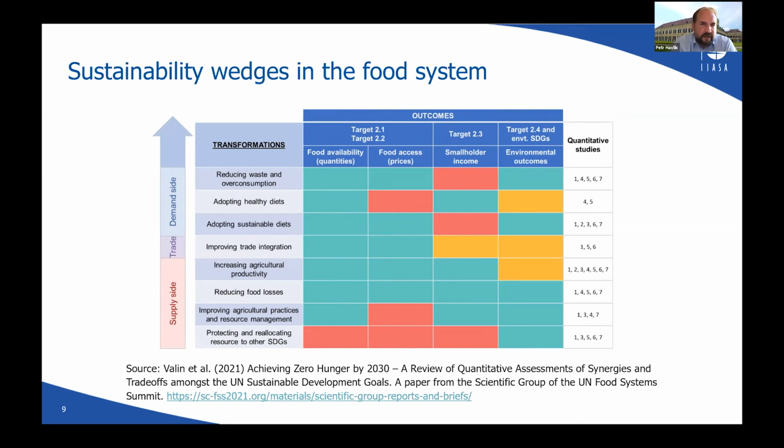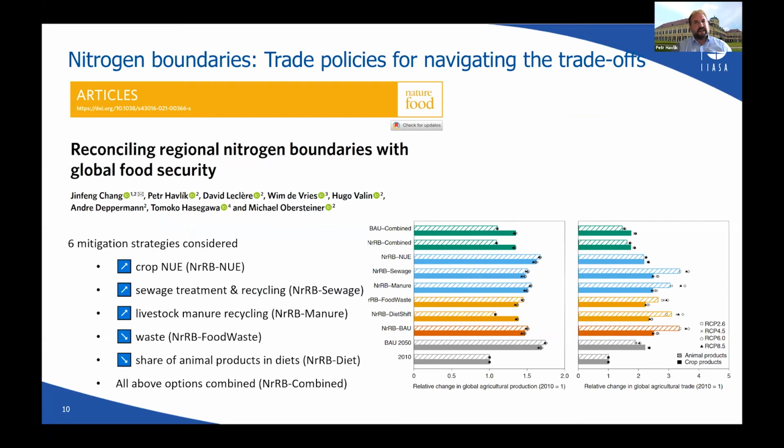On the producer side, of course, sustainably increasing agricultural productivity, reducing the losses, and adopting practices which are in line with the local challenges and necessities of the environment are other promising options. Finally, in the middle, actually the international trade can play a very important role to help to satisfy some of the sustainable development goals, but also can sometimes pose a challenge. And I will elaborate a little bit on this in the next slides.